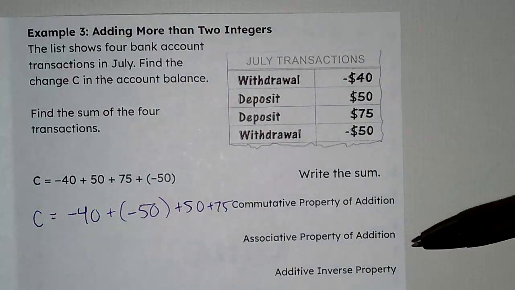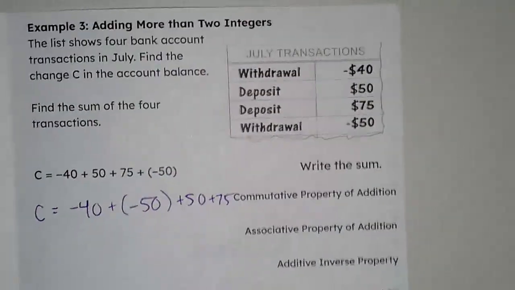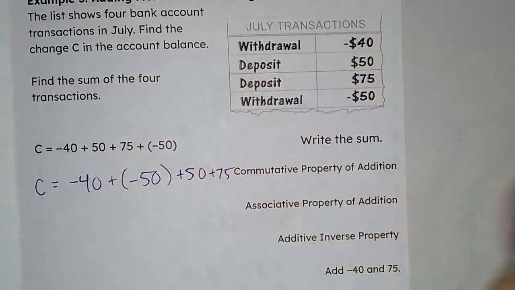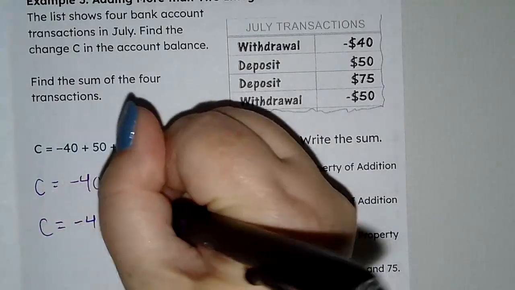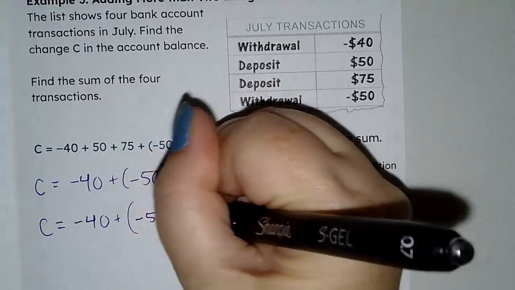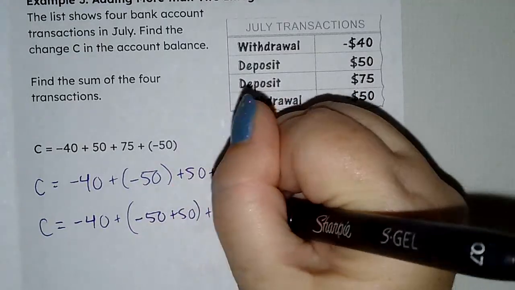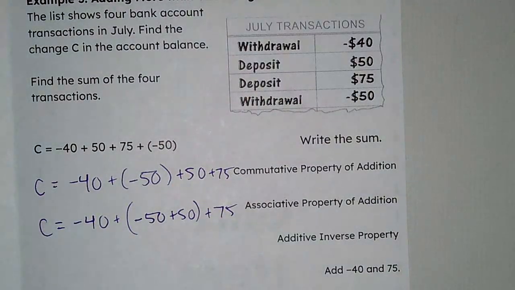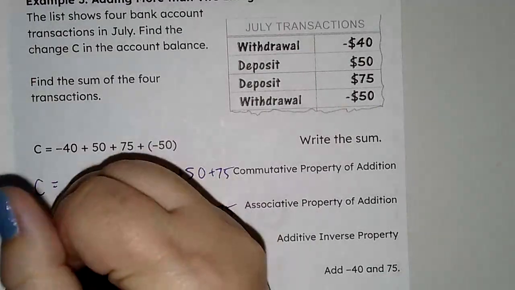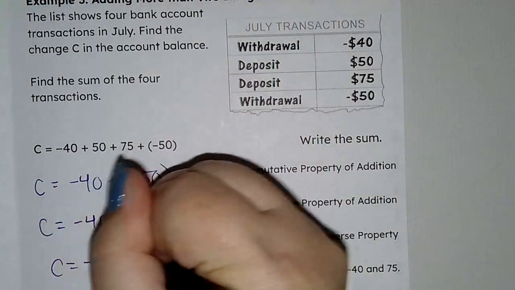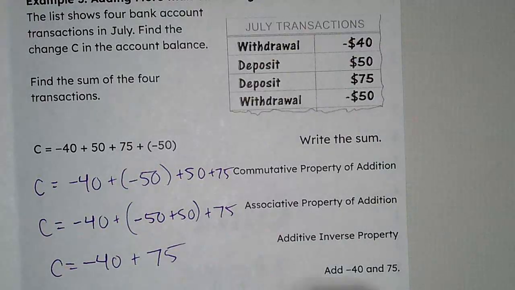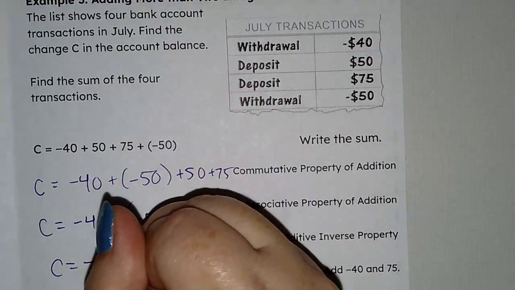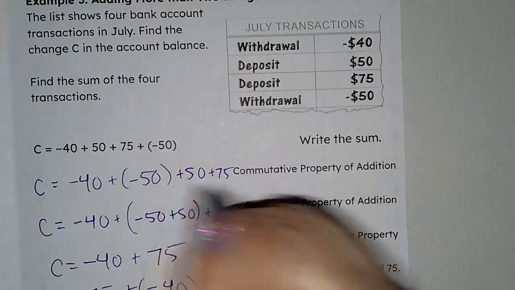Okay. And then we're going to use the associative property of addition to rewrite this as C is equal to negative 40 plus negative 50 plus 50 plus 75. And negative 50 plus positive 50 gives me 0. So I've got C is equal to negative 40 plus 75. So then we're going to add negative 40 and 75 and do 75 plus negative 40.